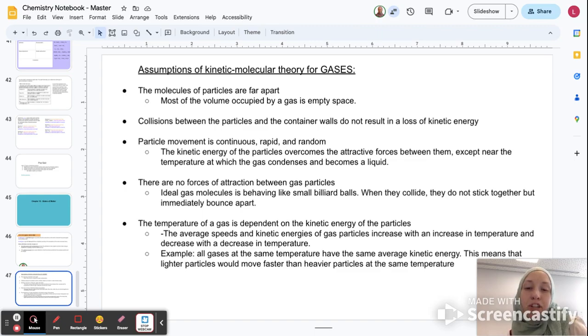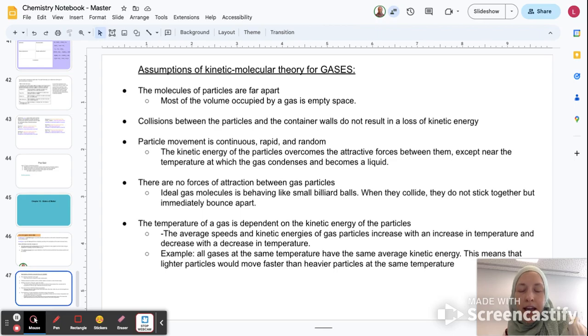And we're assuming that the temperature of the gas is dependent on the kinetic energy of the particles. Basically what this means is that the average speed and kinetic energies of the gas particles increase with increased temperature. So when I increase the temperature, the speed of my particles will increase. Increase in temperature, increase in movement. And when I lower the temperature, I have less movement.